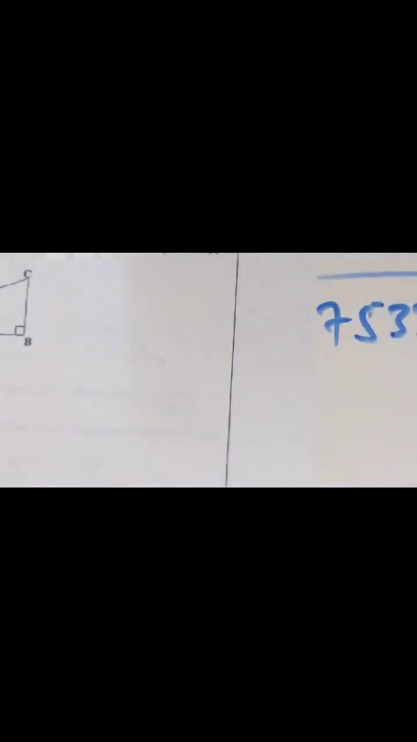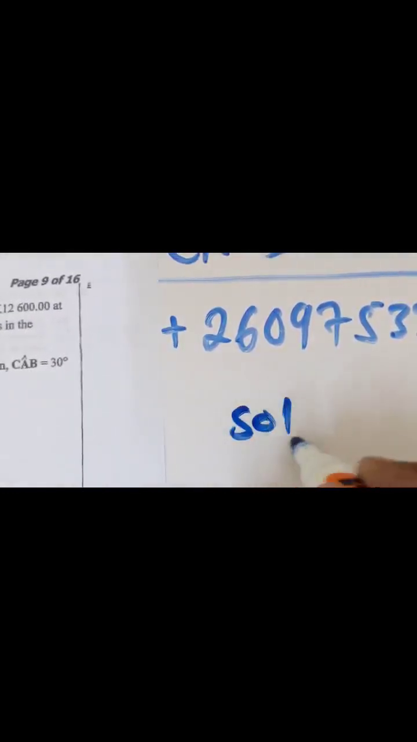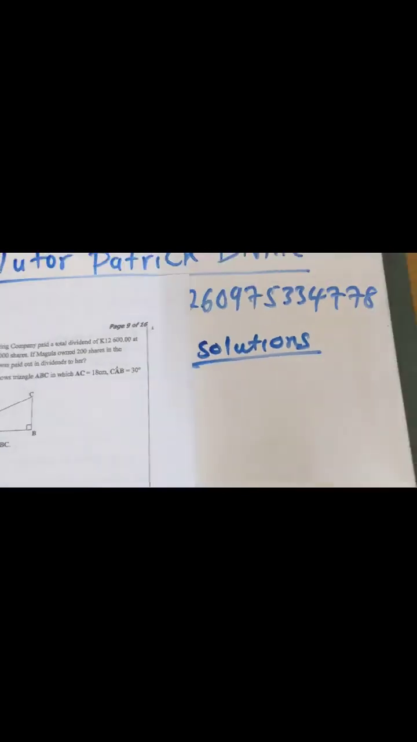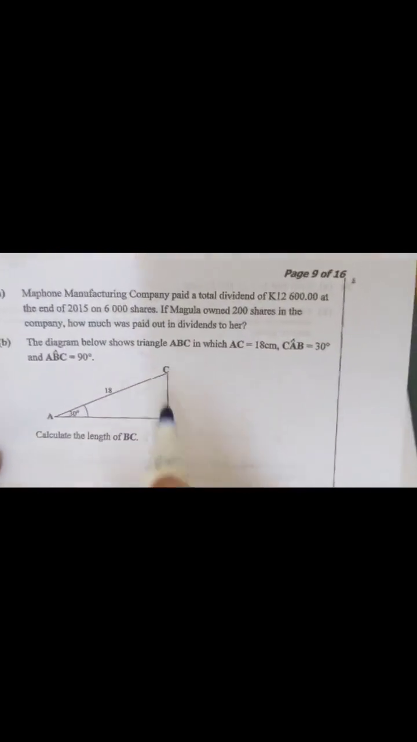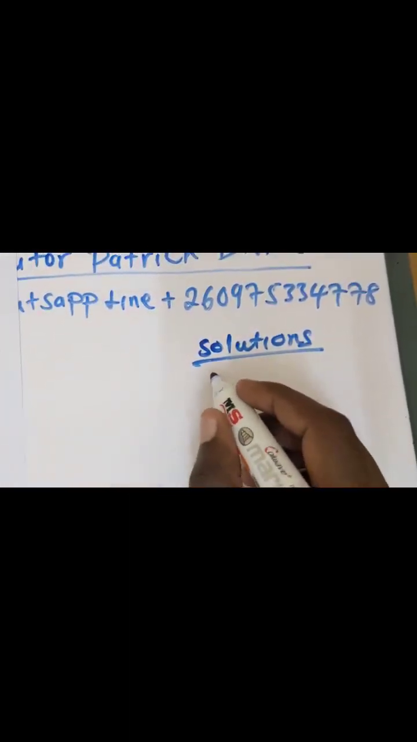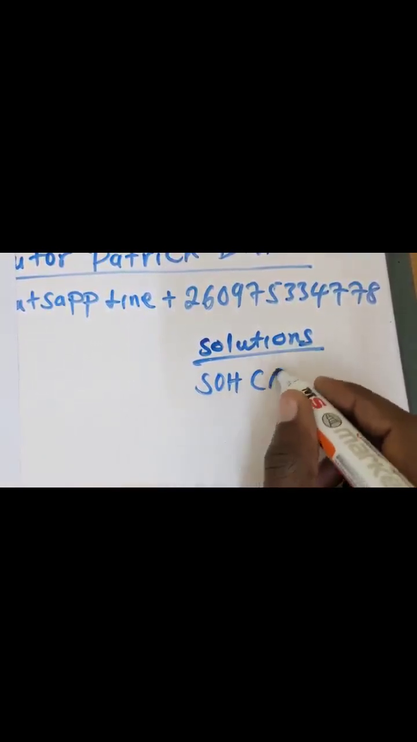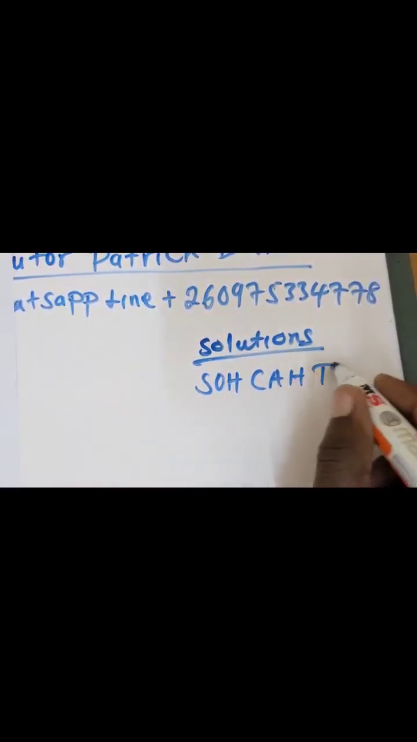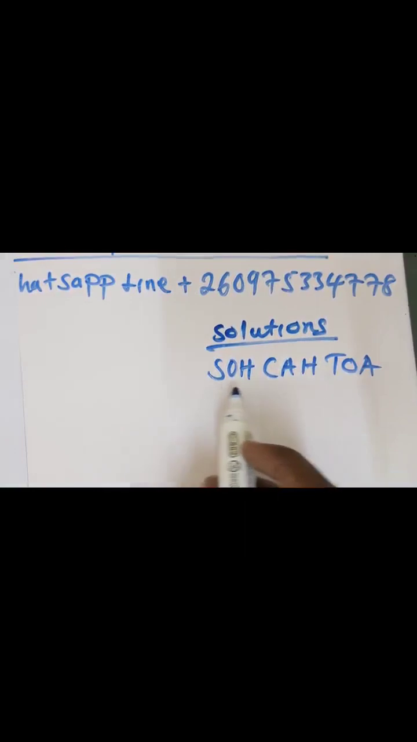So how do we solve this question? We'll write solutions here. Let's do this. So this question here. Let's try to write SOHCAHTOA and see what it is. So this is the word SOHCAHTOA, like that. You need to know this word, SOHCAHTOA.